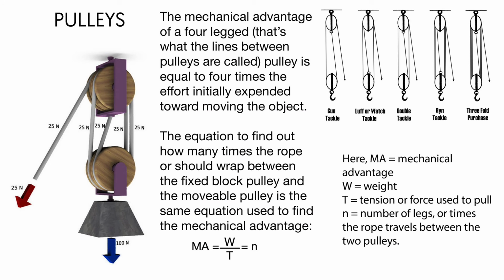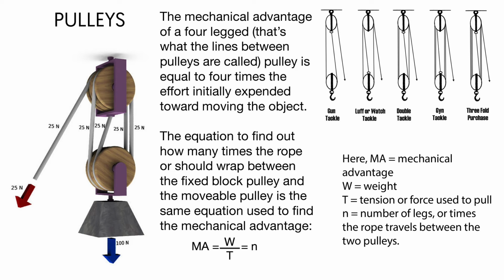The equation to find out how many times the rope should wrap between the fixed block pulley and the movable pulley is the same equation used to find the mechanical advantage. Here, MA equals mechanical advantage. W equals weight. T is equal to tension, or the force used to pull. And N equals the number of legs, or times the rope travels between the two pulleys.